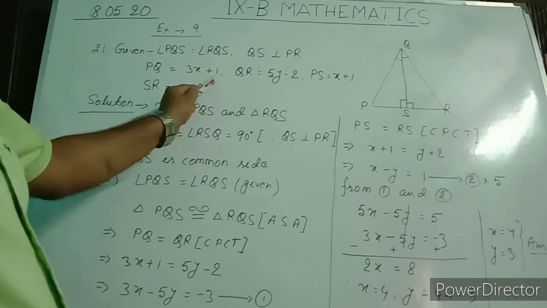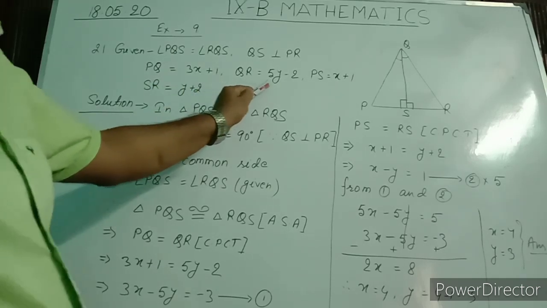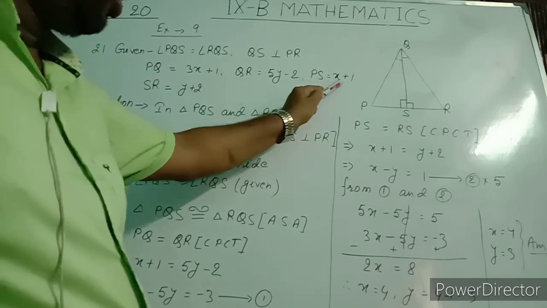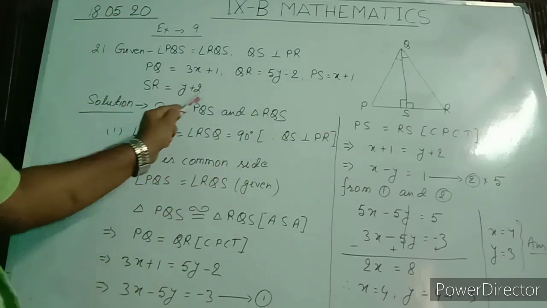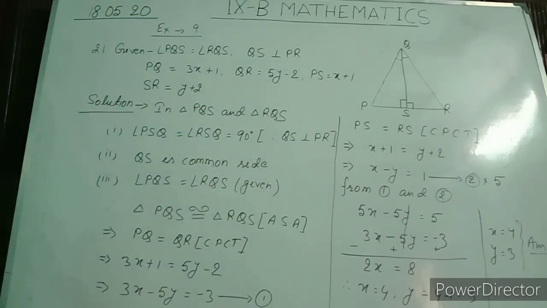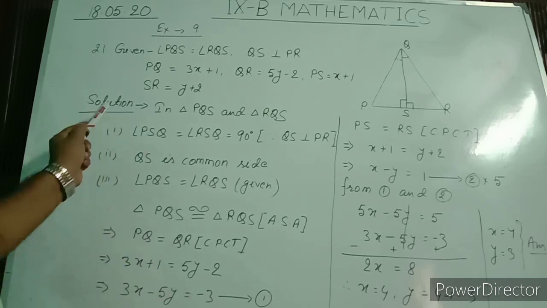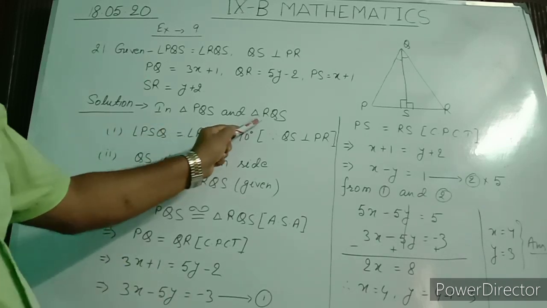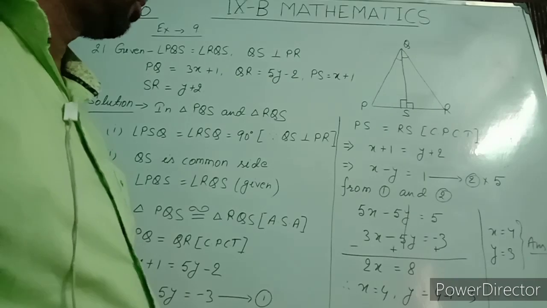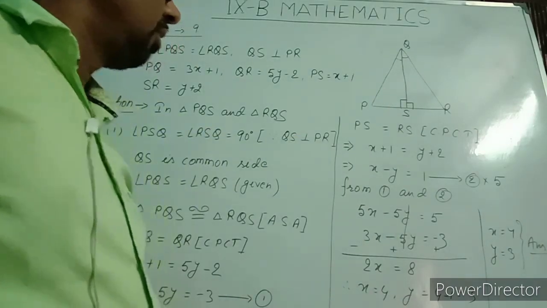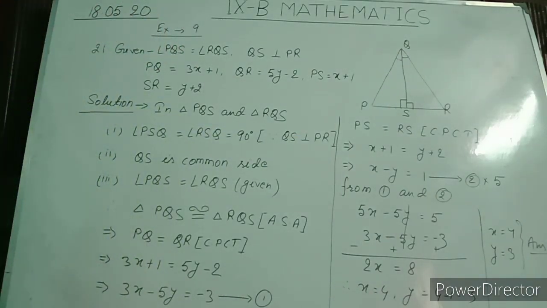PQ equal to 3x plus 1, QR equal to 5y minus 2, and PS equal to x plus 1, SR equal to y plus 2. We are asked to find out the values of x and y. So in triangles PQS and RQS, we shall prove these two triangles are congruent.